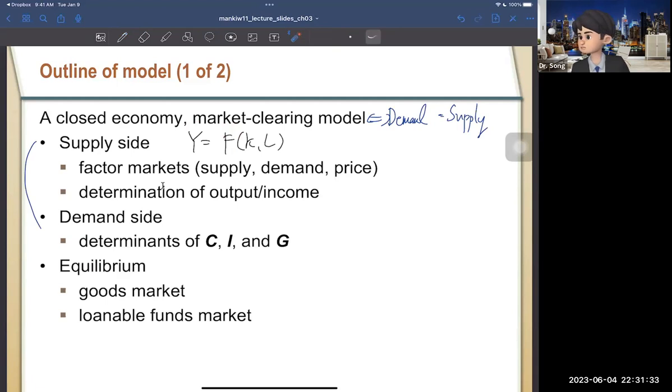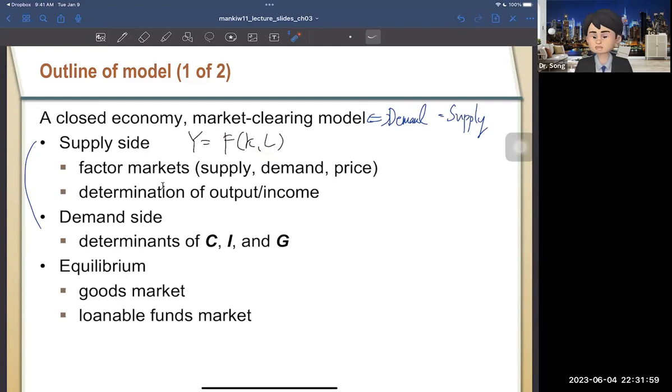In order to make the output, you need to have the capital, you also need to have the labor, and then you're going to have the production function, which captures the technology, right? So then you will have the output. Are you guys with me? So to make the output, you have the capital, labor, and production function, the technology, then you can make the output, okay?